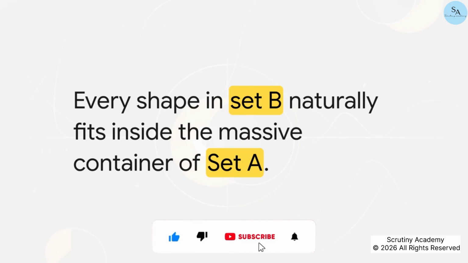Step 3. Let's solve it. Just think back to our logic boxes. A square is a type of quadrilateral. A rectangle is a type of quadrilateral. Every single shape in set B naturally fits perfectly inside the massive universal container of set A. Therefore, B is a proper subset of A. You really just have to figure out which is the big container and which are the smaller items.